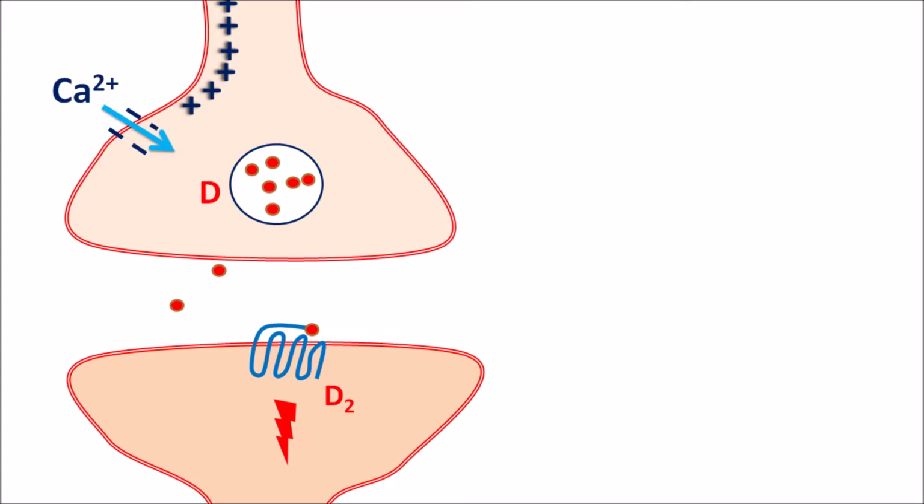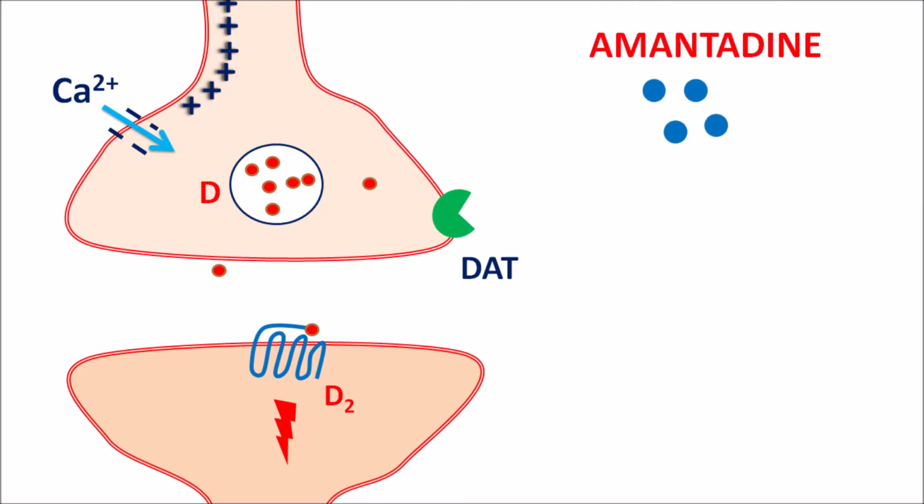But the action of released dopamine is controlled by its reuptake into the presynaptic neurons by one of the transporters, the dopamine transporter. Through this transporter, dopamine can again enter the presynaptic neurons, which reduces dopaminergic transmission as well as postsynaptic activation. Now, in patients with Parkinson disease, this dopaminergic transmission is reduced, leading to bradykinesia and other motor symptoms. Now, Amantadine is one of the drugs which improves the dopaminergic transmission.